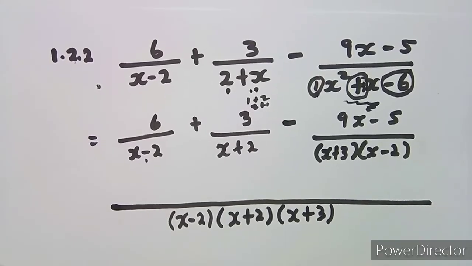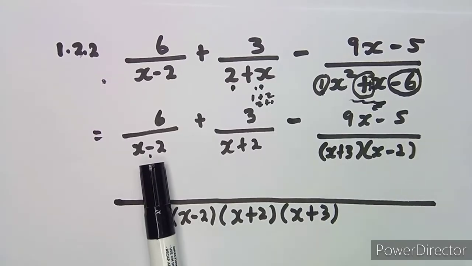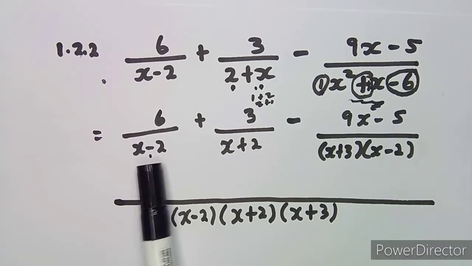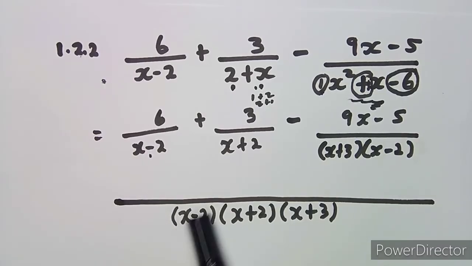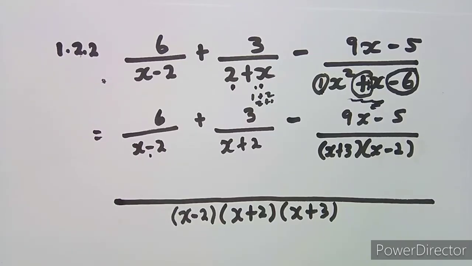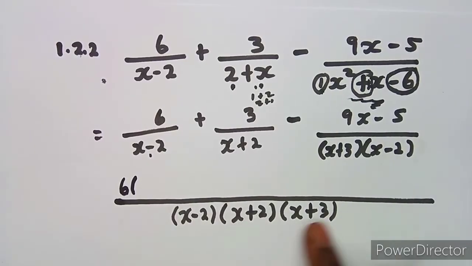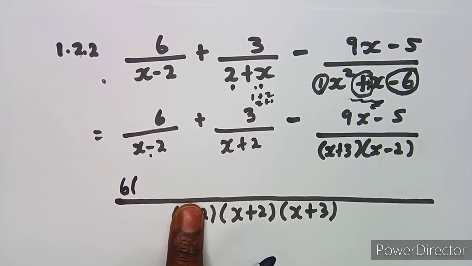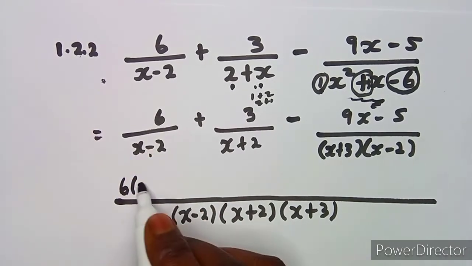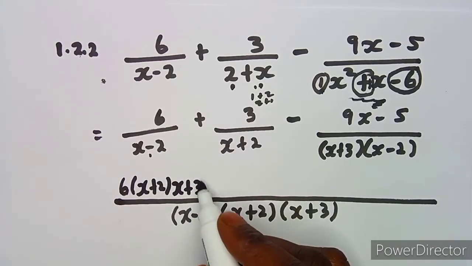Now, how are we going to go about it? Remember, we have to divide the LCD, which is your LCM, by the denominator here, which is x minus 2. So as you can see, this x minus 2 and this one will cancel. But you don't cancel, you just assume cancelling this and this. So you're going to be left with 6 into these two brackets because this has cancelled each other with this. So you're going to be left with x plus 2 and x plus 3, like this.